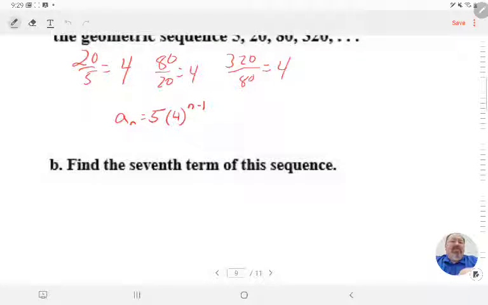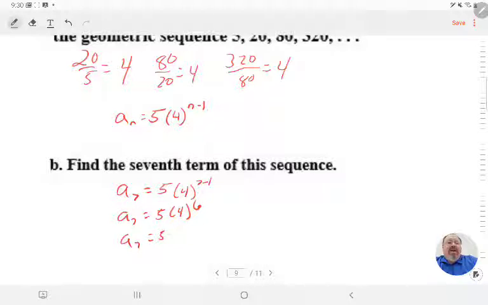So now they want to know what the 7th term of the sequence is. So the 7th term is going to be 5 times 4 to the 7 minus 1 power, or 5 times 4 to the 6th power. And then that would give me 5 times 4,096. And so the 7th term is going to be 20,480.